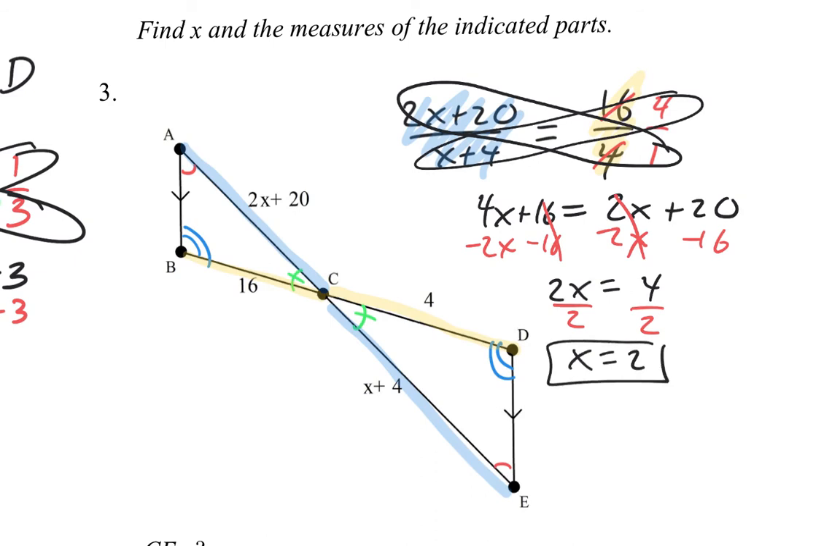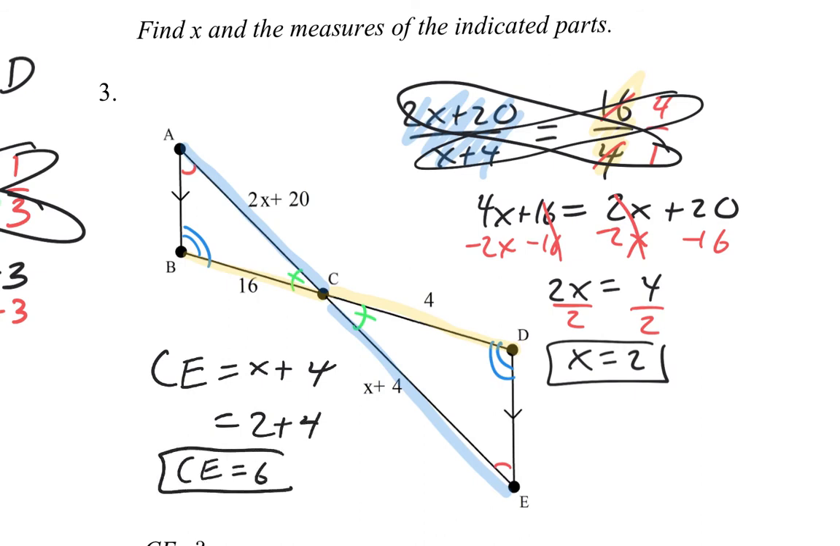All right, but that's not all they wanted. Notice it says find x and the measure of the indicated parts. Here's the indicated parts. They wanted CE. So we could say CE is x plus 4, and now we know that x is 2. So CE would be 6. So we found x and the measure of the indicated parts.